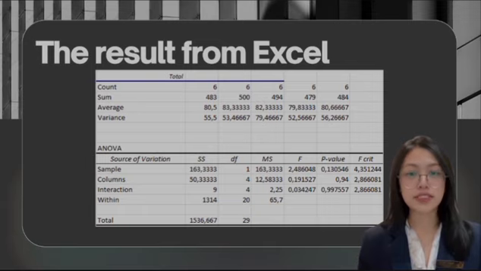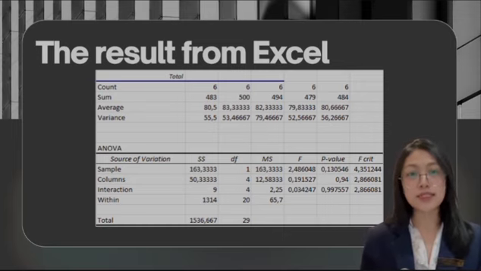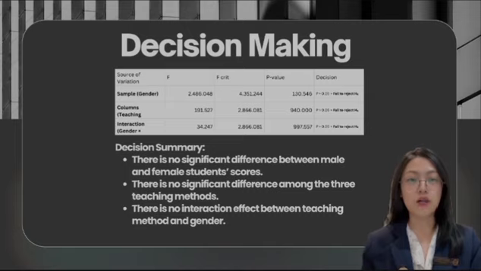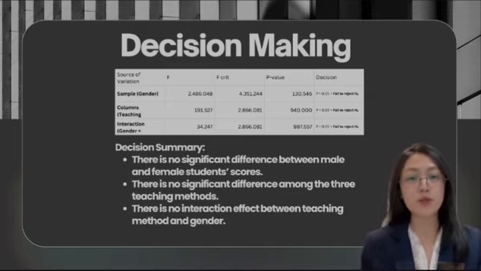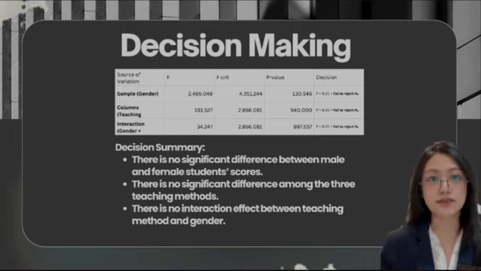This means neither gender nor teaching method nor their interaction has a significant effect on student performance in the study. So for our decision summary, the first one is there is no significant difference between male and female student scores. And the second one, there is no significant difference among the 3 teaching methods. And the last one, there is no significant interaction between teaching method and gender. Therefore, teaching method and gender do not meaningfully affect the result.